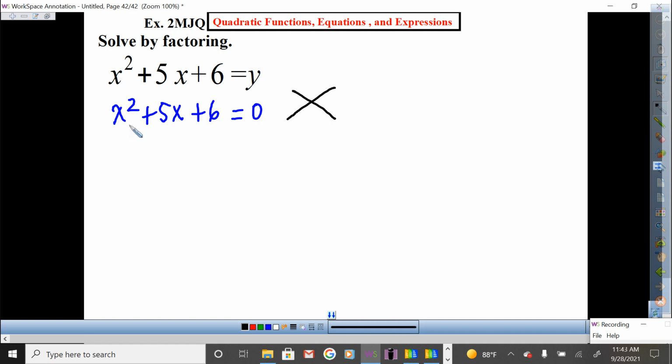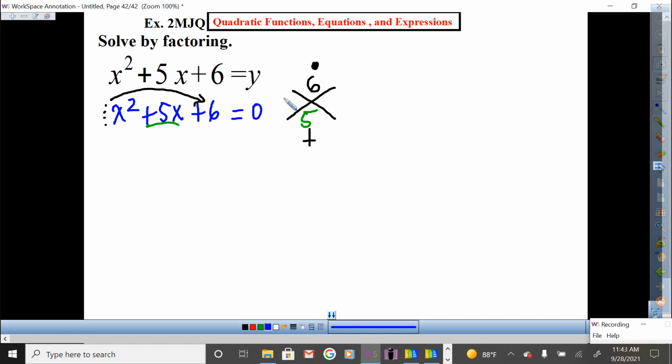Right, Ricardo? So the invisible coefficient times 6, that goes up here. The middle term, 5, goes down here. So what factors of 6 add up to 5? What two numbers, when you multiply them, give us 6? When you add them, give us 5?